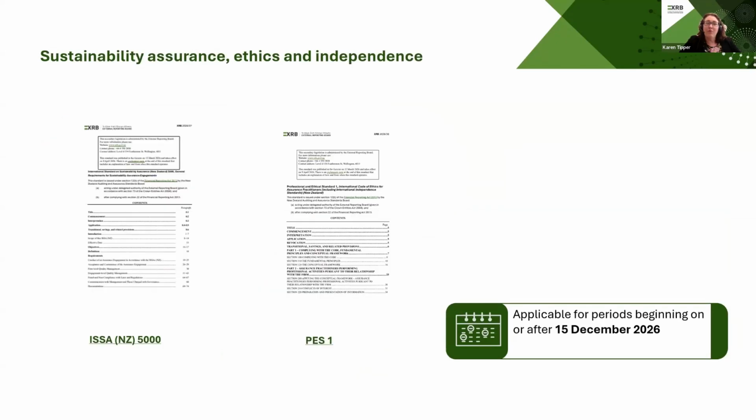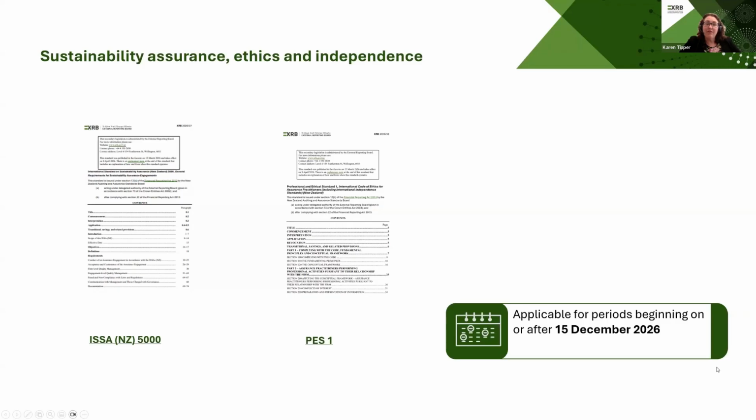So moving on from PES 1, I'm delighted to announce that we have recently, in the last few weeks, issued 2 new standards. The first of these internationally aligned standards is ISA NZ 5000. This is a new engagement performance standard which covers general requirements for sustainability assurance engagements. And we have reissued PES 1, and this includes a new Part 5 to the code, and this Part 5 is specific to sustainability assurance engagements. Both standards are applicable for periods beginning on or after the 15th of December 2026, and they have been designed to work together and have been released as a package.